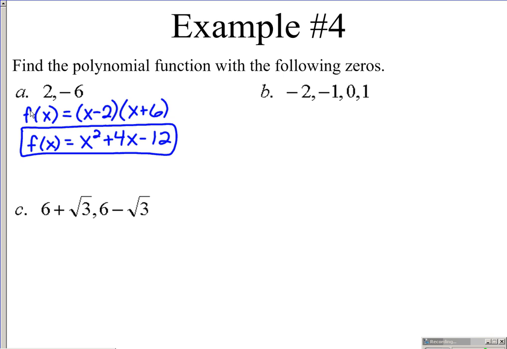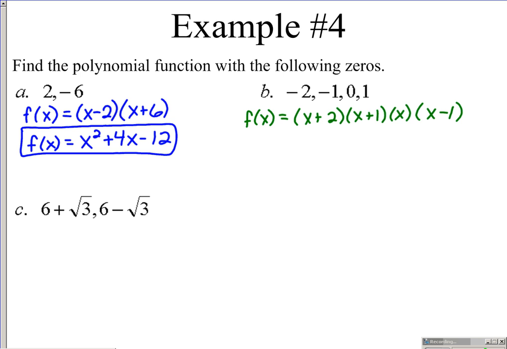Letter B, now we have 4 solutions. F of x equals, our 4 solutions are going to be x plus 2, x plus 1, x, and x minus 1.